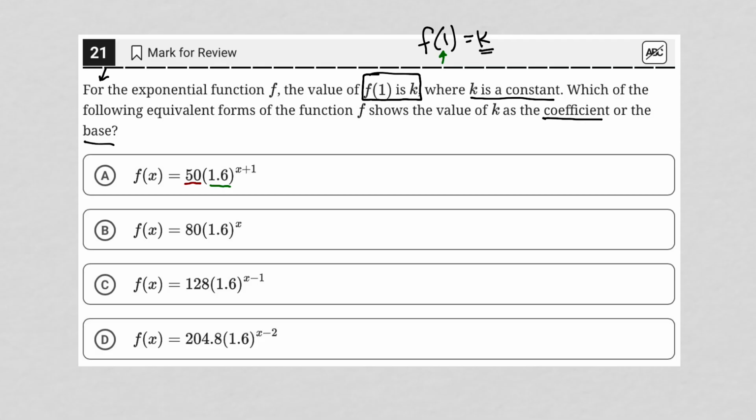So the first thing I noticed when I looked down at the answer choices is that all of the bases are 1.6. So it doesn't seem like I can make a choice based upon the base. So I'm actually going to cross that out in my mind. This is really all about the coefficient.